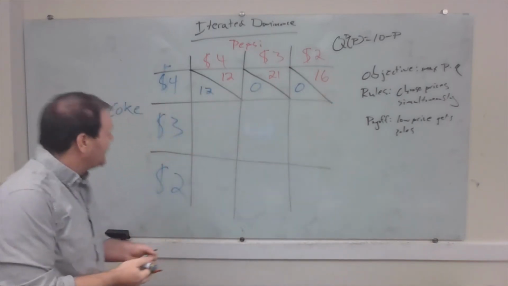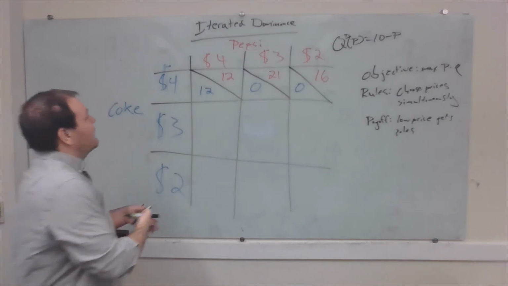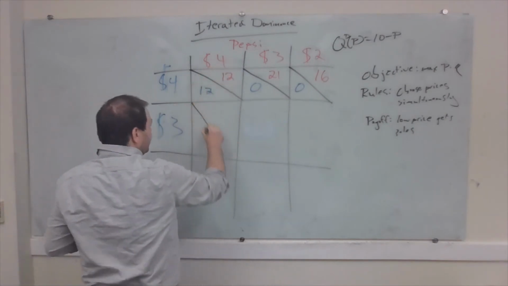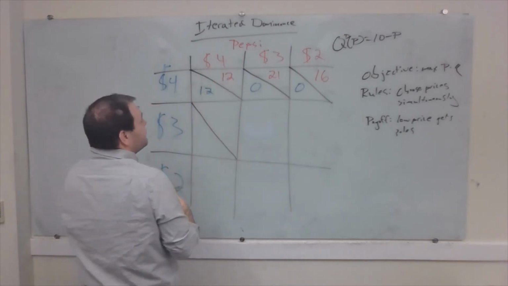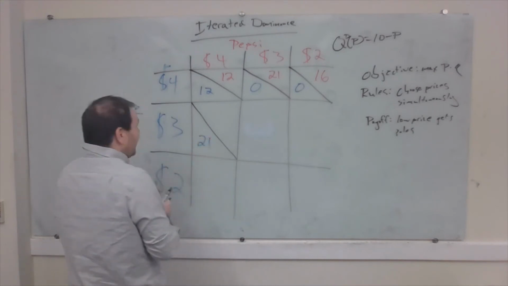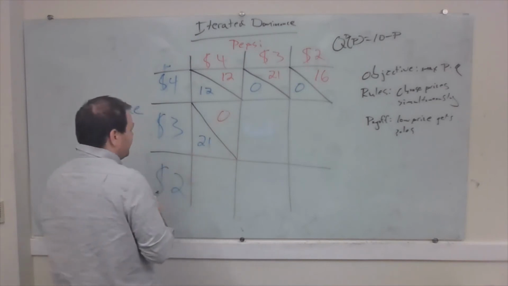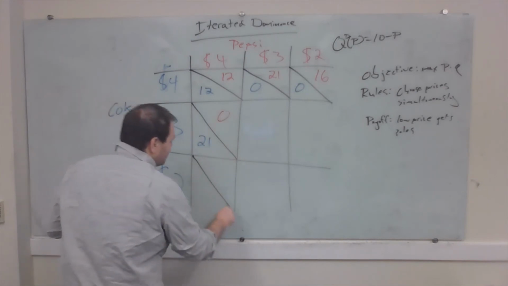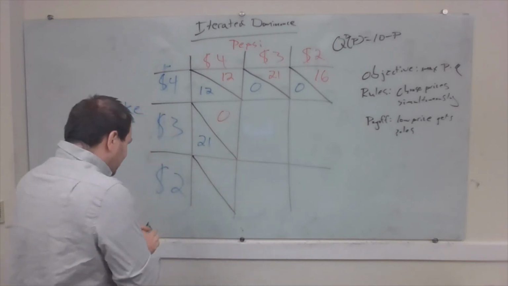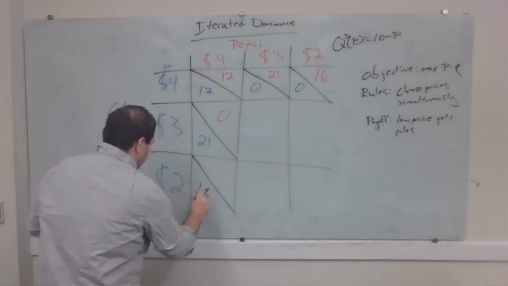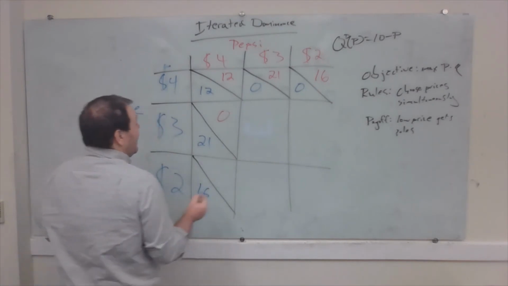Now, equivalently, if Pepsi charged $4, Coke would get 21 and Pepsi would get nothing if Coke charged $3. And Coke would get 16 while Pepsi got nothing if Coke charged $2.